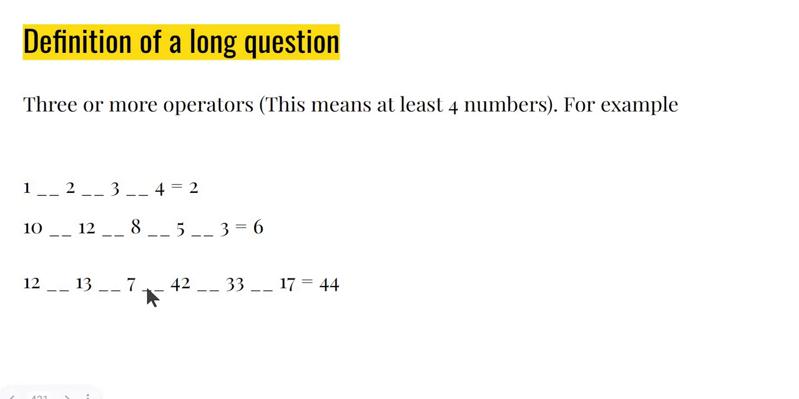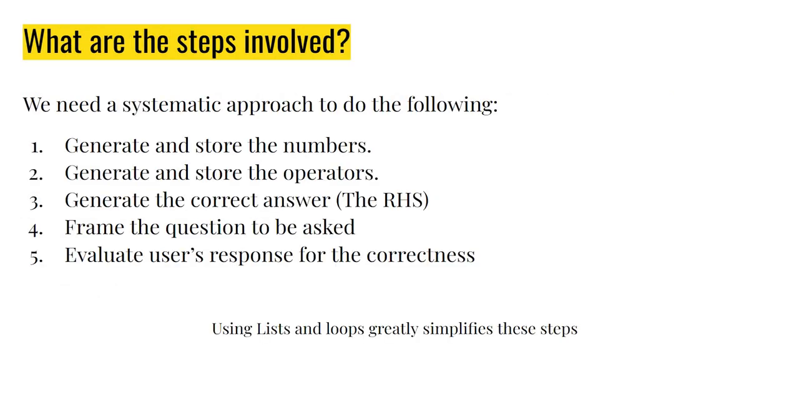Now it turns out that the process to generate this is no different from what we were doing for, let's say, 2 or 3 numbers, but just that because of the more numbers here, we have to be a little bit more systematic. In fact, we have identified 5 steps that we are going to do. First thing, we are going to generate and store the numbers. We are going to generate and store the operators, and clearly the number of operators is 1 less than the number of numbers. We are going to generate the correct answer.